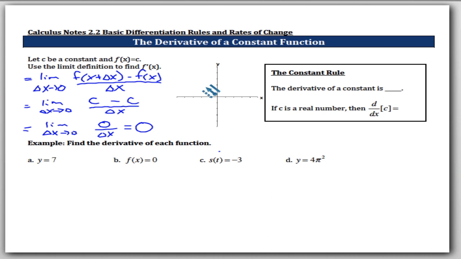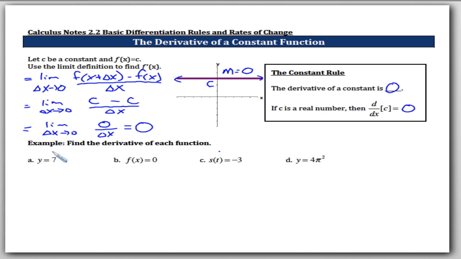Now another way we can think about it, what does the graph of a constant function look like? Well, it's a horizontal line. And we know that the derivative is the same thing as slope. So what's the slope of our horizontal line? Well, it's 0. So the derivative of any constant function c is going to be 0. And that is our constant rule. And here you can see it more formal. If c is a real number, then the derivative with respect to x of c is 0.